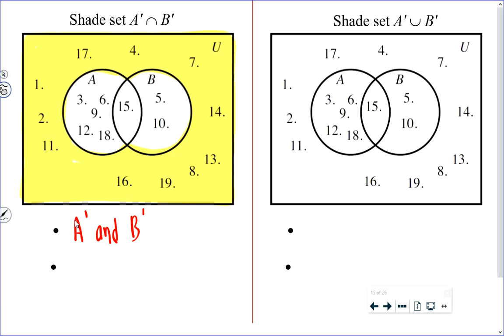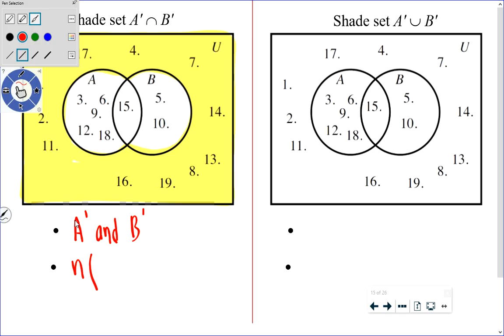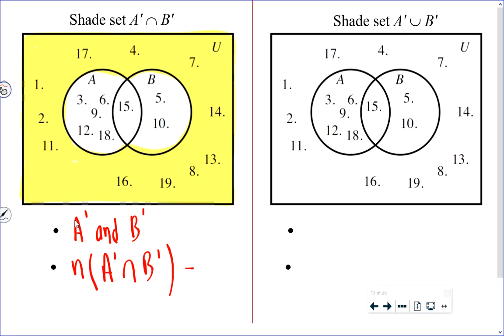How many are in there? I guess we can count them. 1, 2, 3, 4, 5, 6, 7, 8, 9, 10. I think there's 11. I'll double check. Yep, 11. So n of the intersection of not A and not B is, what did I say, 11? Yeah. What about the union of not A with not B? Well, that means not A or not B or not both.